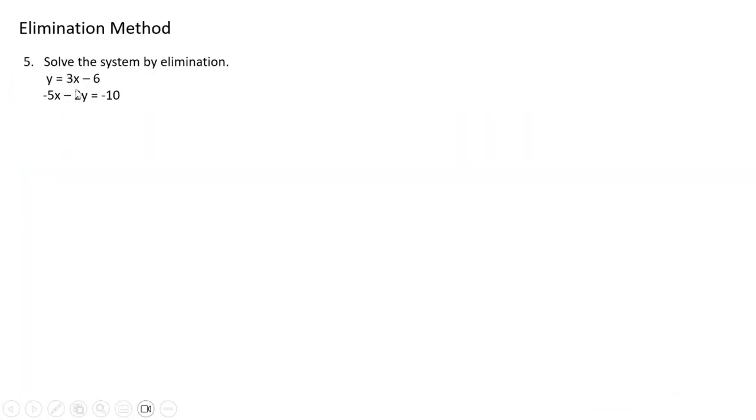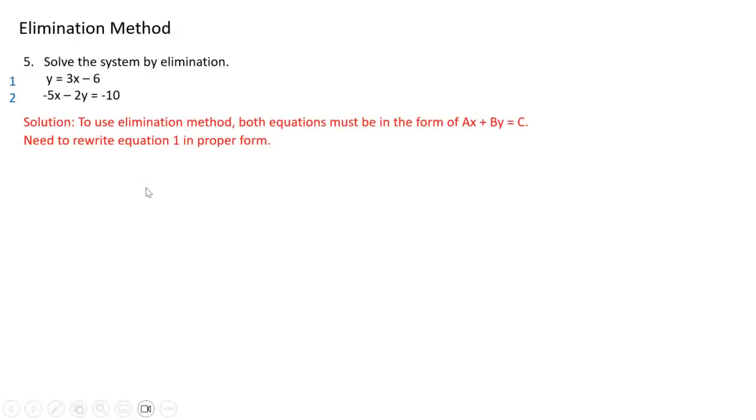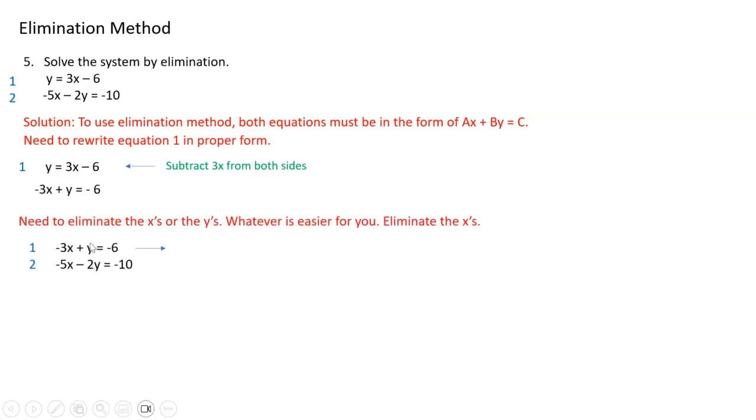Now, I'm going to do the very same problem again, but by eliminating the x's first. So repeat the process as before. Here, instead of getting rid of the y's, I'm going to get rid of the x's. It's a little bit more work, because I need to multiply equation number 1 by negative 5 and equation number 2 by 3.